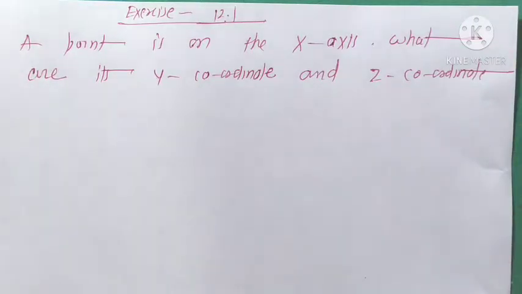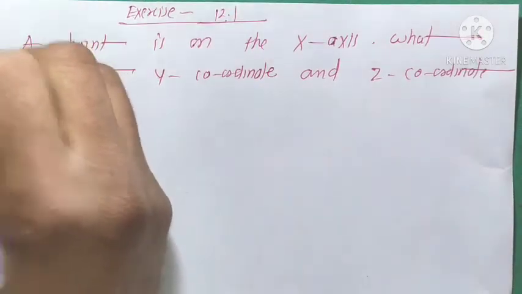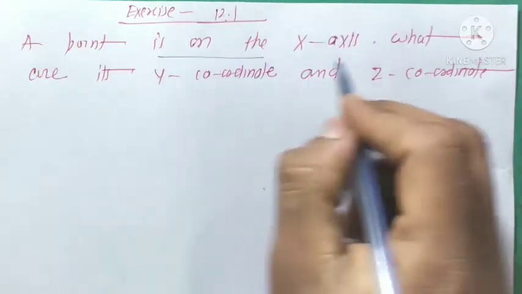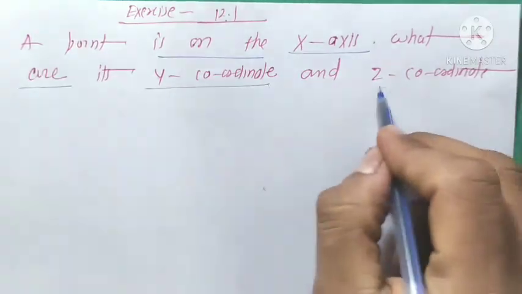So today I am going to start exercise problems in introduction to three-dimensional geometry. So here is our first problem. A point is on the x-axis. What are its y coordinate and z coordinate?